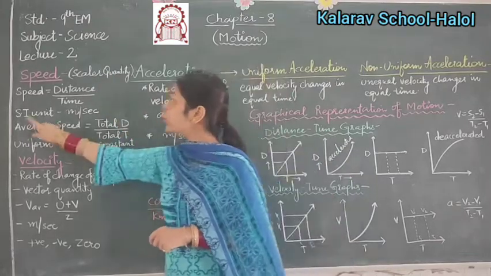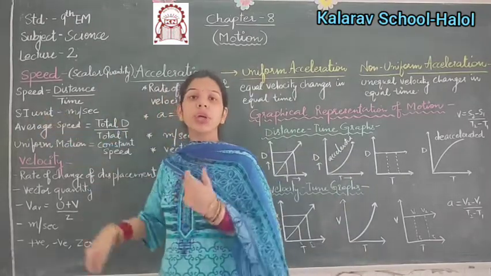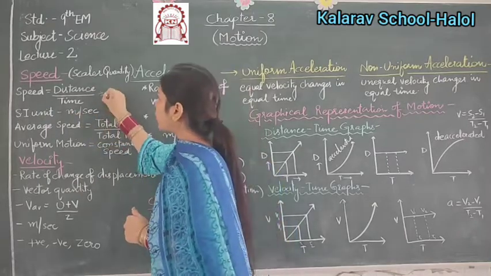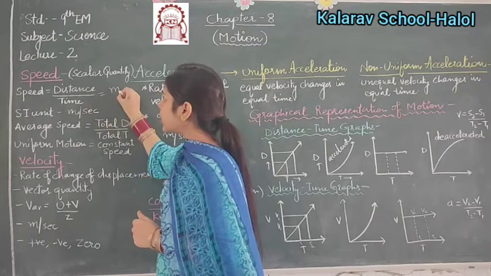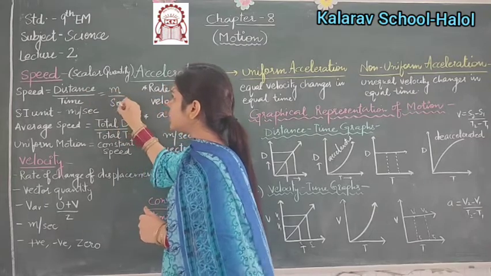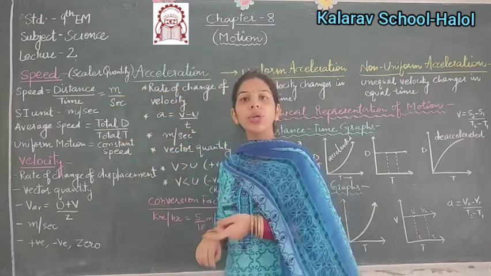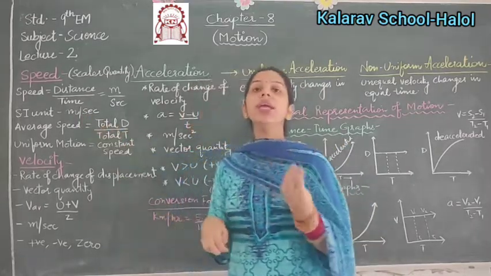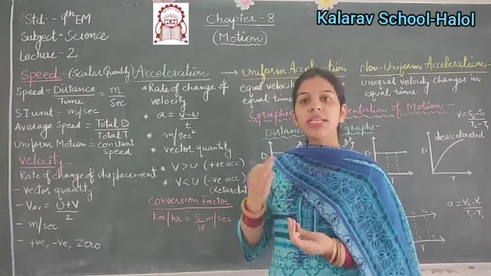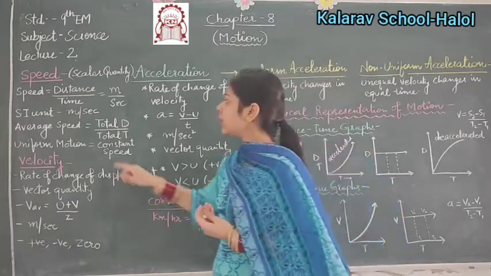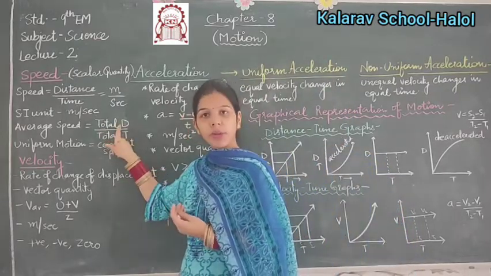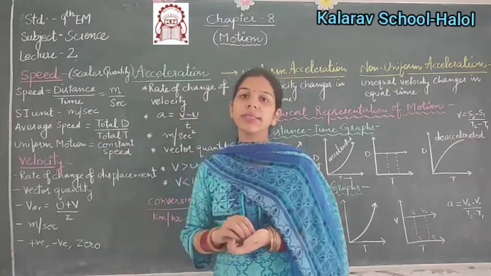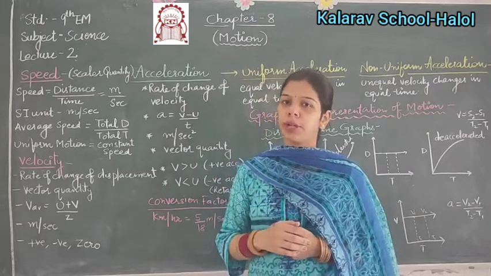The SI unit of speed is meter per second. How do we get it? The unit of distance is meter and the unit of time is second, so the SI unit of speed is meter per second. If we calculate the average speed of a body, then it is the total distance travelled by that body upon the total time.